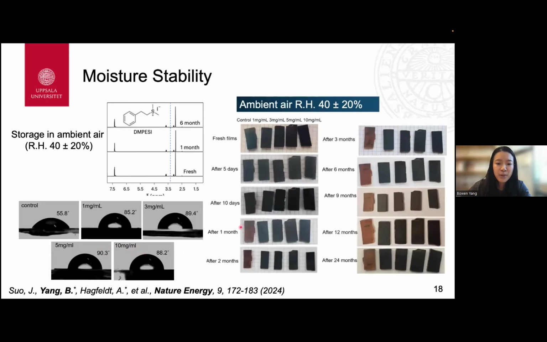And then we exposed these perovskite films to ambient condition. From these pictures, we see that the reference FAPI film already becomes brownish after exposure to ambient for about 10 days. However, the treated FAPI films remain black even under the same condition for 2 years. So we keep track of it every several months, and the pictures are shown here.